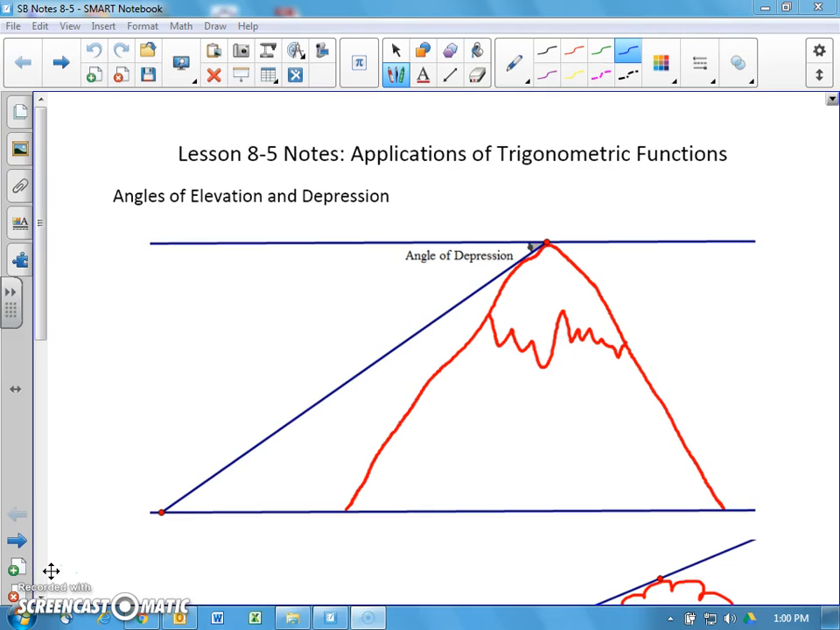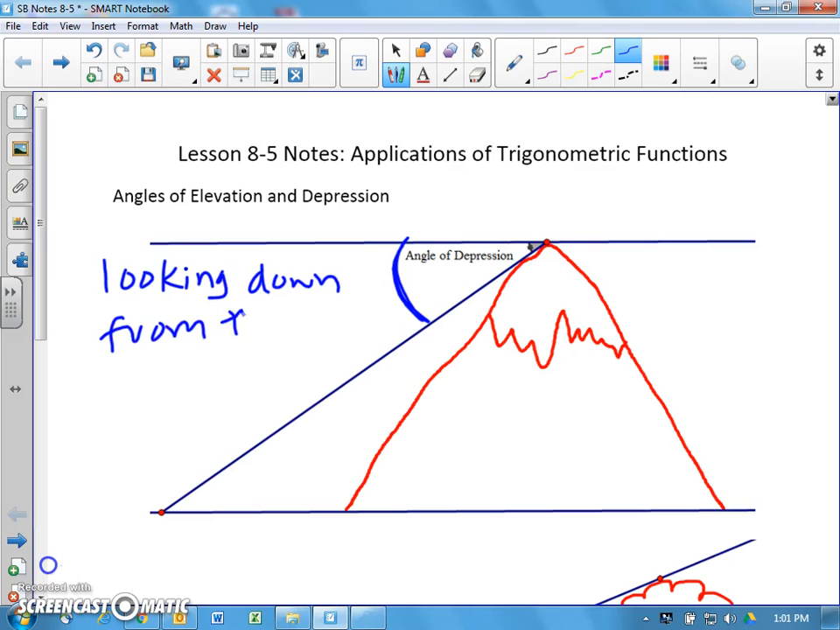Angles of elevation and depression are always measured off of the horizontal. So right here, this would be our angle of depression. It is the angle measured as if you are looking down from the horizontal. So if you're a bird flying across, it's kind of like how far the bird has to look down to see this point down at the bottom.